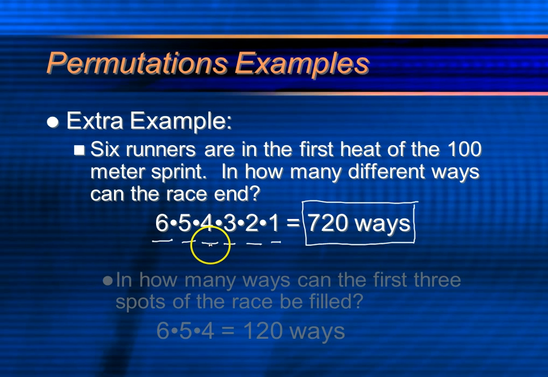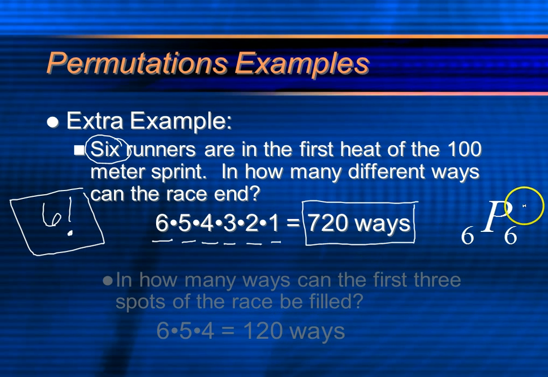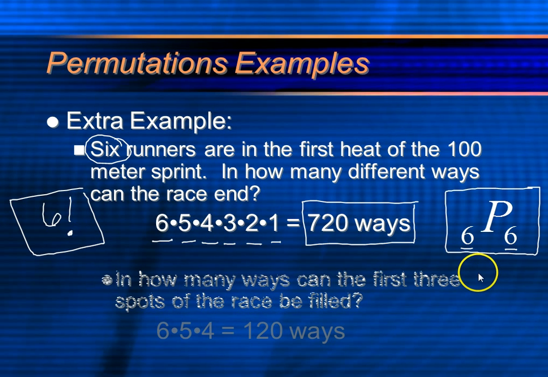What's another way you could have typed this one in your calculator? Okay, there's actually two other ways. I could have typed 6 factorial, which would have given me the same answer. Or if I did permutations, I have 6 runners. How can all 6 of them end the race? I could have done 6P6. 6 runners, 6 finishers. Okay, and any of them would have given me that answer.